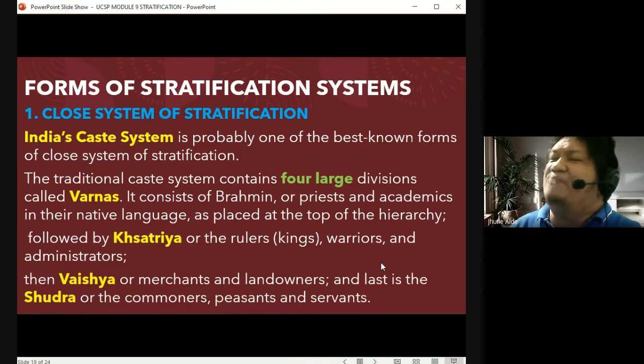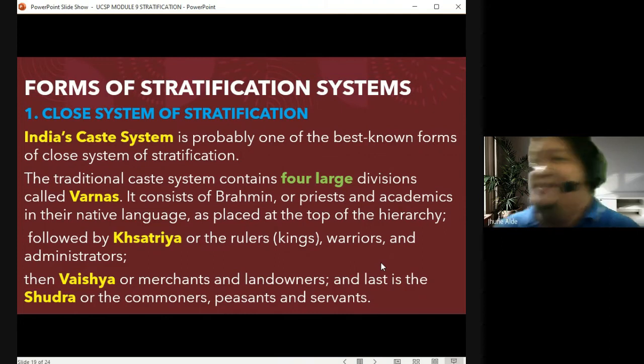So sila yung mga merchants at saka mga landowners, yung mga negosyante. Tapos yung last naman sa kanila is the Shudra or sila yung mga commoners, mga peasants at saka mga servants. Okay? So sila yung nasa dulo or nasa baba ng pyramid sa caste system sa India. Okay? So ito, closed system ito.